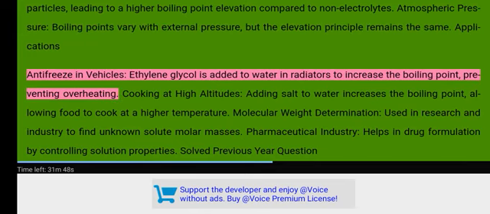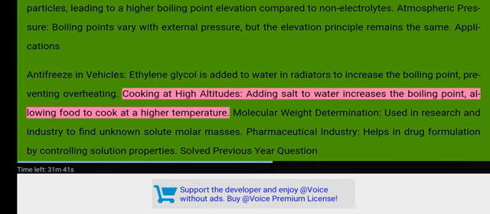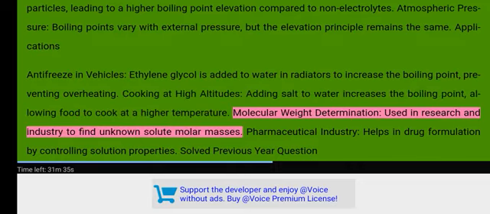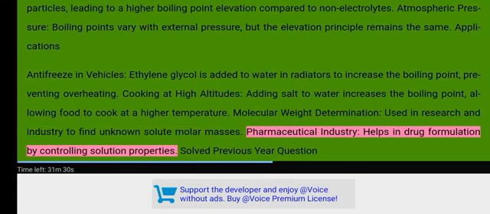Applications. Antifreeze in vehicles: ethylene glycol is added to water in radiators to increase the boiling point, preventing overheating. Cooking at high altitudes: adding salt to water increases the boiling point, allowing food to cook at a higher temperature. Molecular weight determination: used in research and industry to find unknown solute molar masses. Pharmaceutical industry: helps in drug formulation by controlling solution properties.